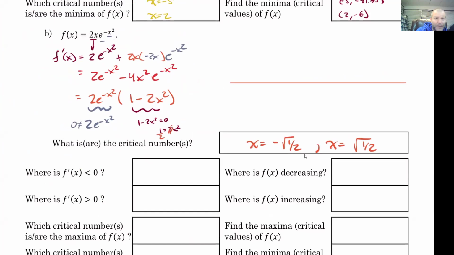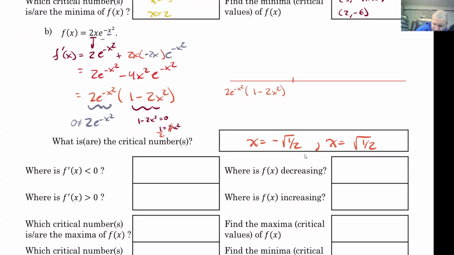All right, so let's create a table of signs to know what the function does. We always want to have an idea of what we actually care about in our table of signs, right? So I have this thing. That's going to be 3 places I break it up: negative square root of 1/2, positive square root of 1/2.